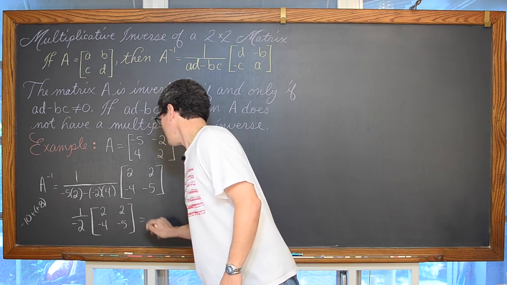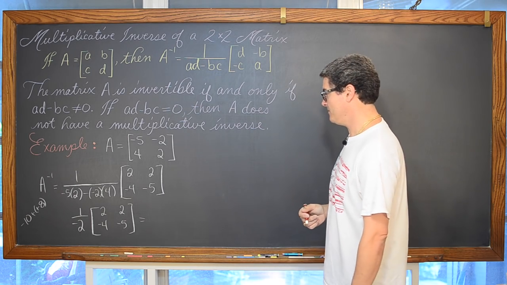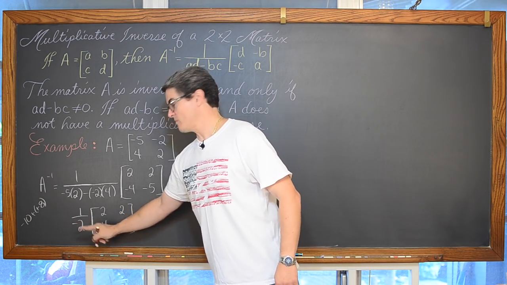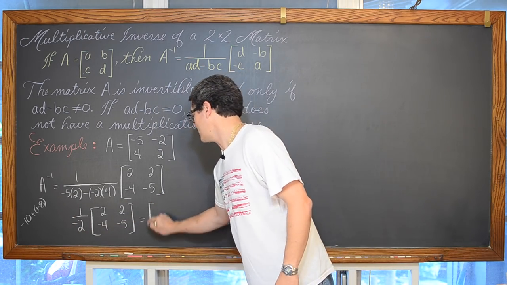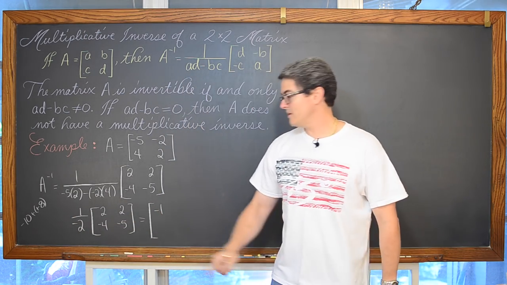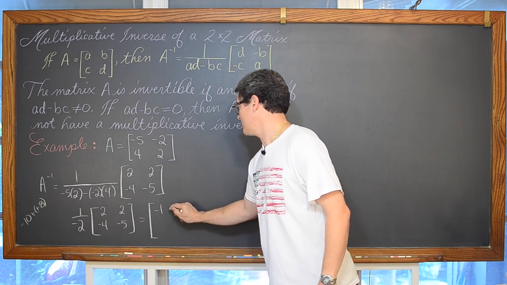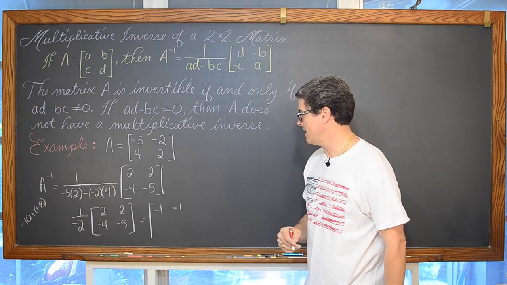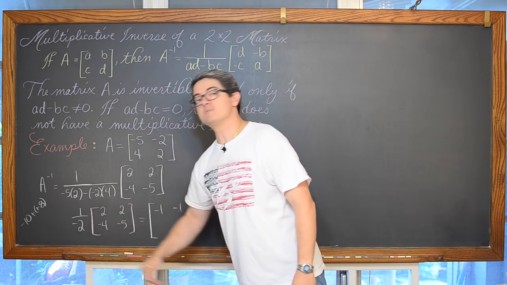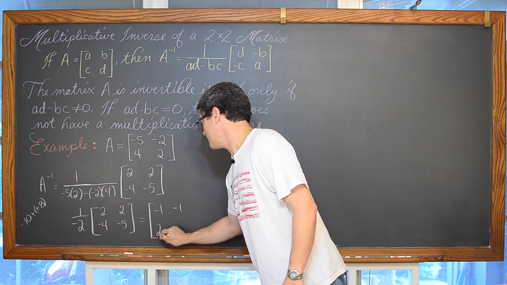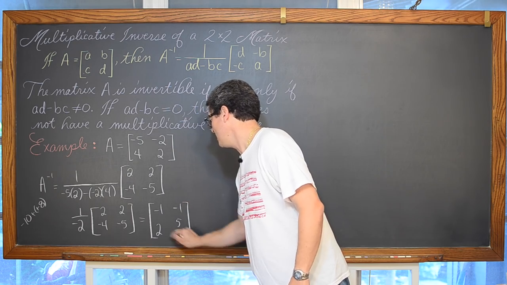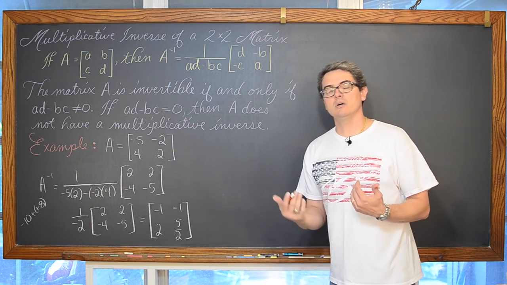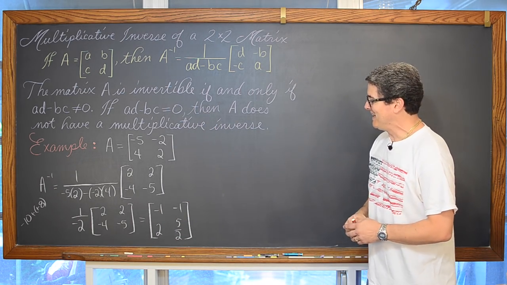And when we multiply that together, applying that scalar multiple to each of these elements, 2 divided by negative 2 is negative 1. And again, 2 divided by negative 2 is negative 1, or times negative 1 half. Negative 4 times negative 1 half is going to be positive 2. And then our last element is 5 over 2.